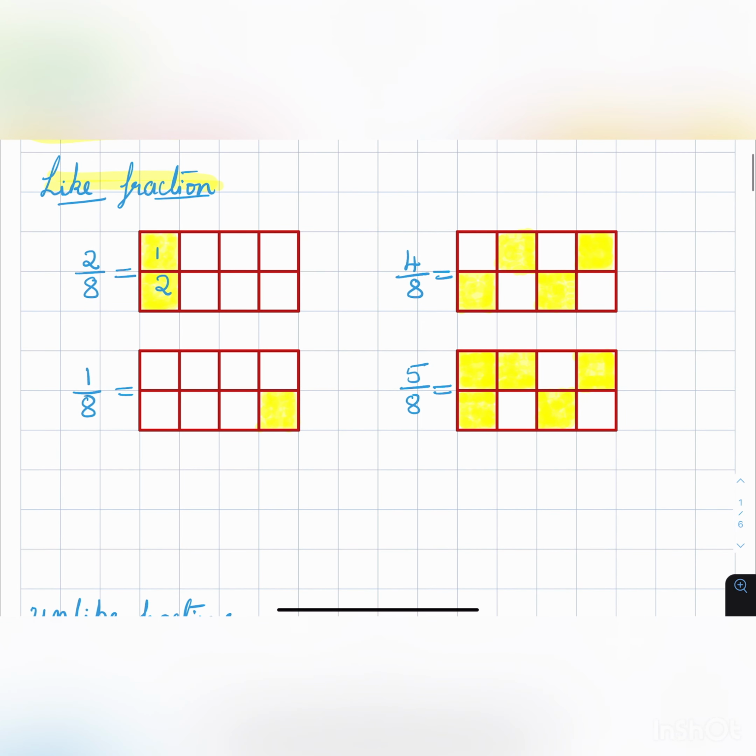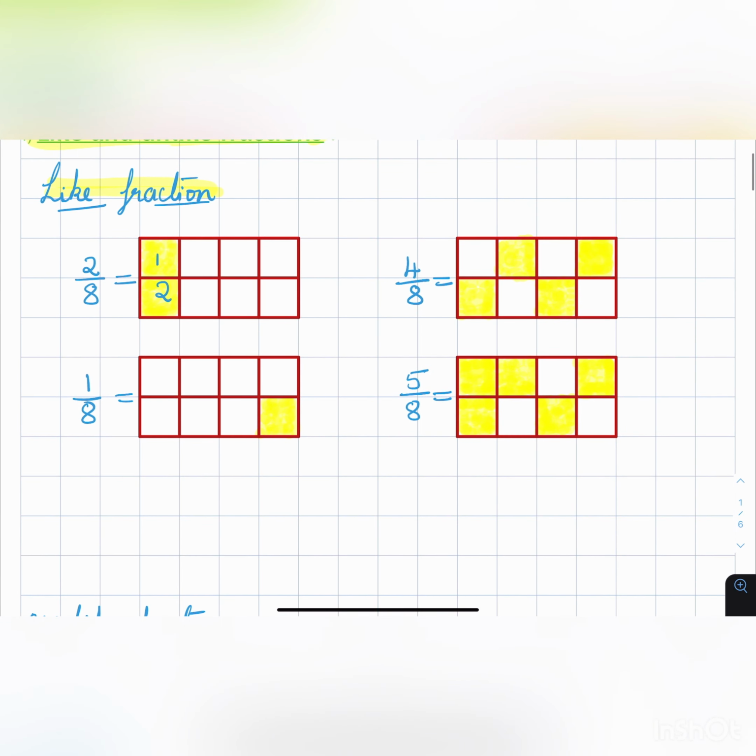Let me write down these fractions separately. 2 by 8, 4 by 8, 1 by 8, 5 by 8. All these fractions have the same denominator. Such kinds of fractions are called like fractions.